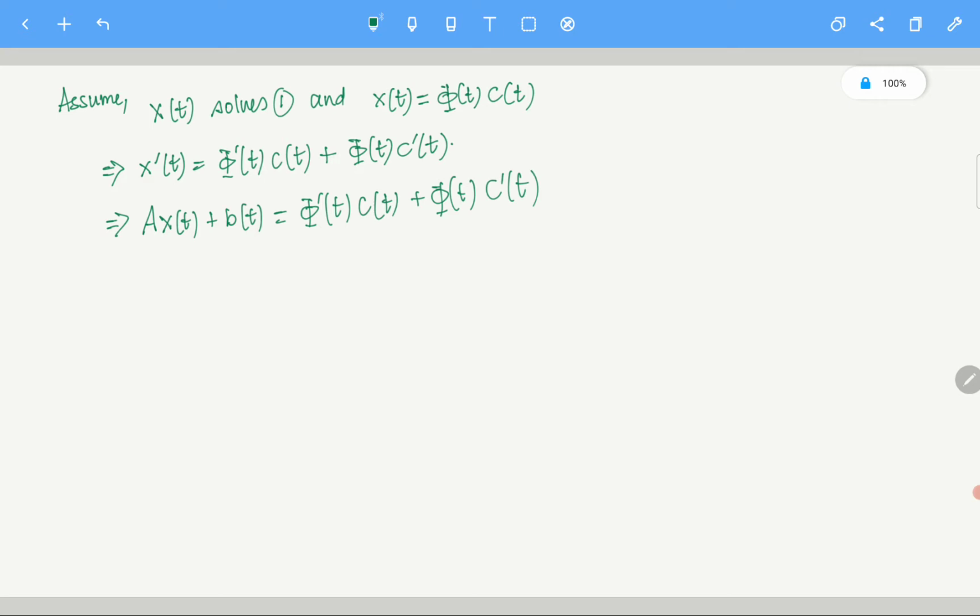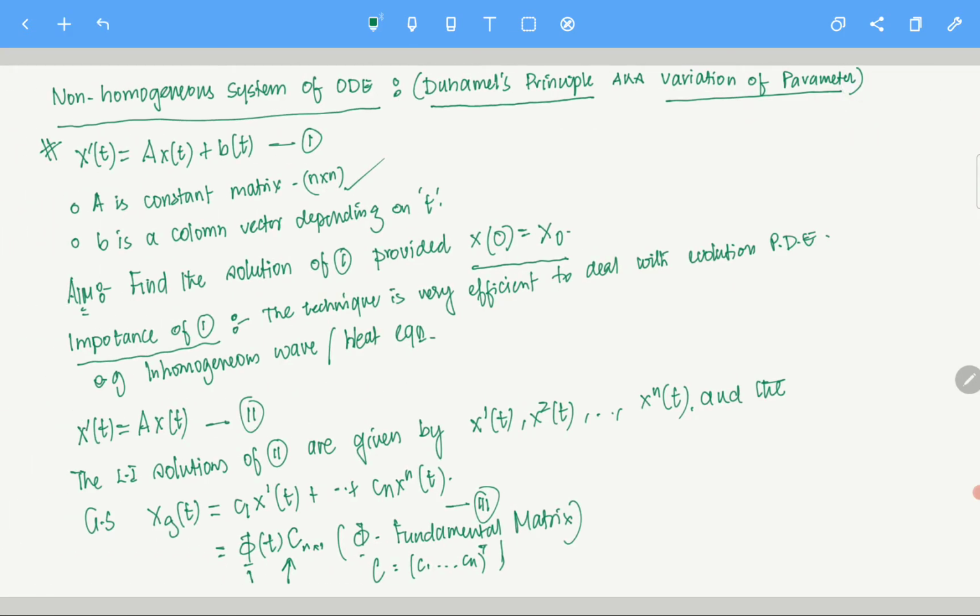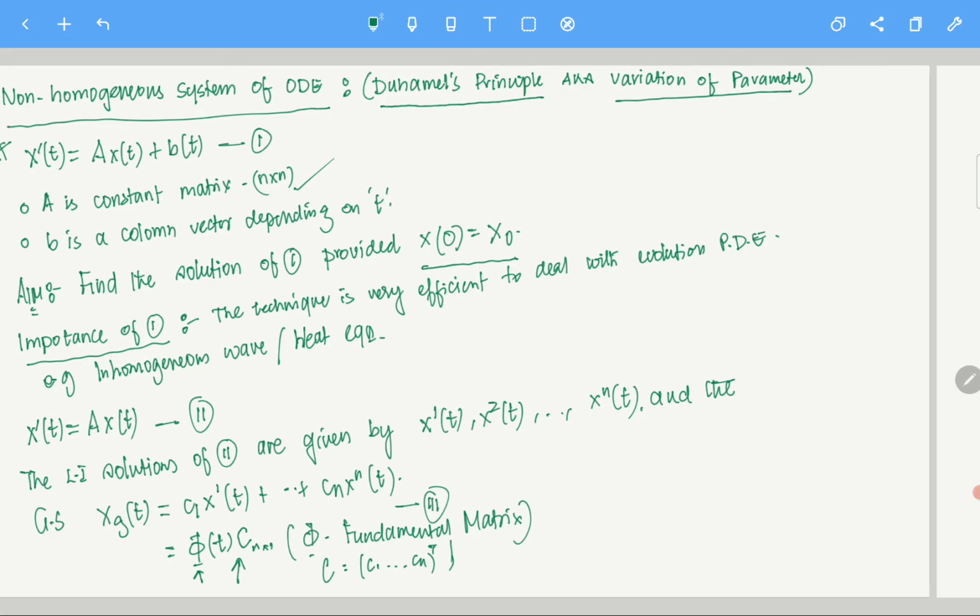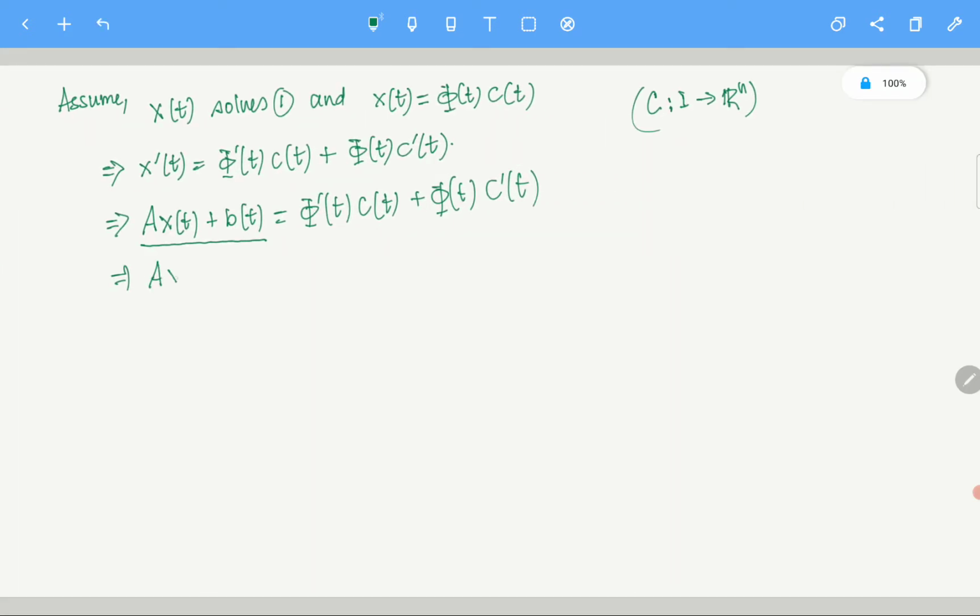Of course, here C of t is a vector valued function. This is an n cross 1 vector valued function. So basically C is from I to R^n. Clear? So for every t it is giving you an n-tuple essentially. Okay, now x prime satisfies this problem. So x prime is given by this, and again phi prime. What does phi do? You see, phi is a fundamental solution, right? So phi satisfies 2. Clear? So phi prime of t is A of t phi of t, correct? Times C of t plus phi of t.